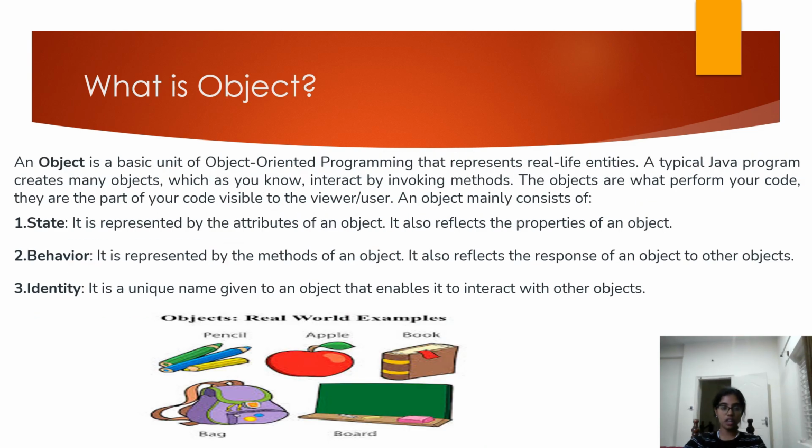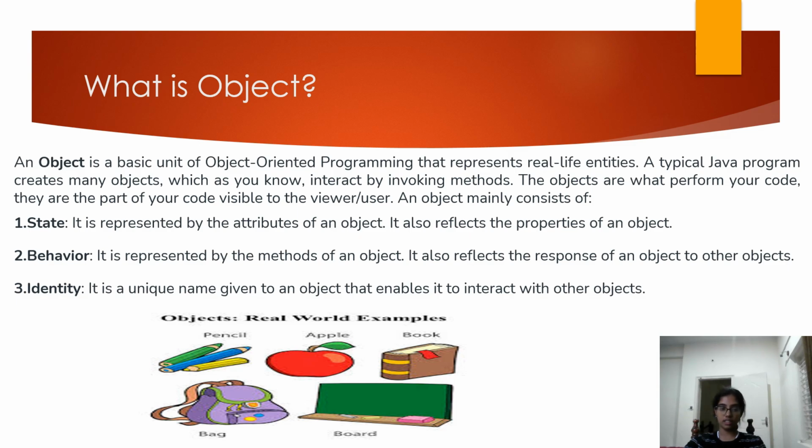Coming to the object, what is an object? An object is a basic unit of object-oriented programming, and it represents real-life entities. A typical Java program creates many objects, which interact by invoking methods. The objects are what perform your code. They are the part of your code visible to the viewer or user.